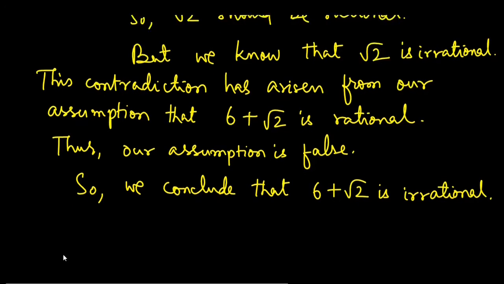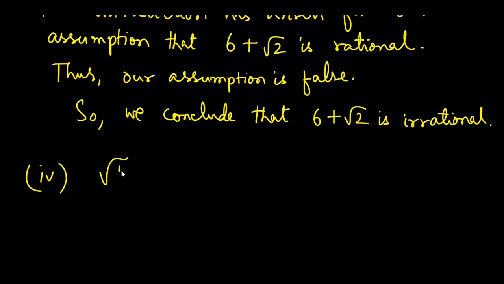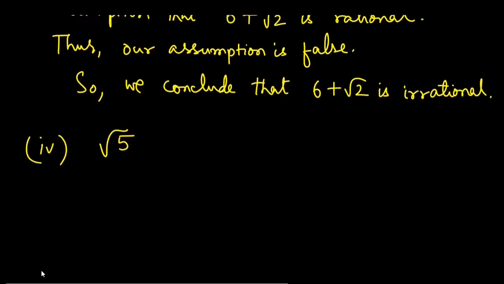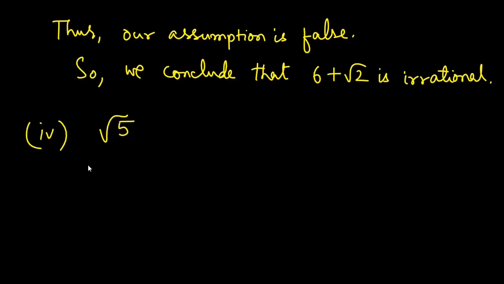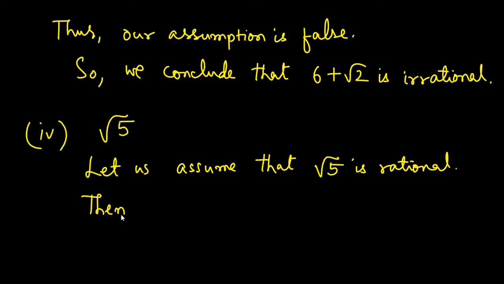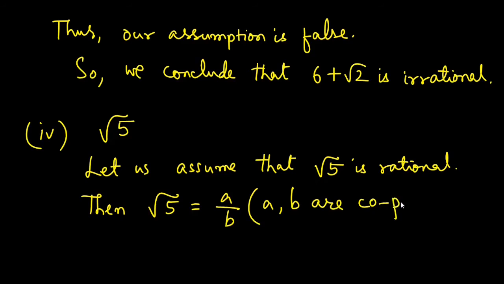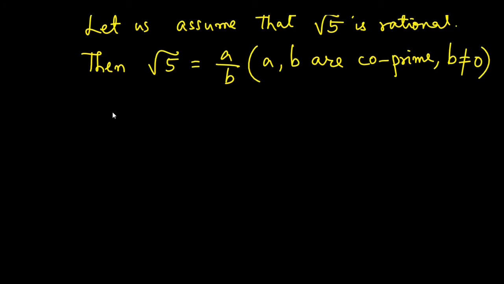Now, let us see the fourth one. The fourth one is root 5. We have to prove that root 5 is irrational. Let us assume root 5 is rational. Then root 5 is equal to a by b, where a and b are coprime and b is not equal to 0. Now by rearranging, we get root 5 b is equal to a.